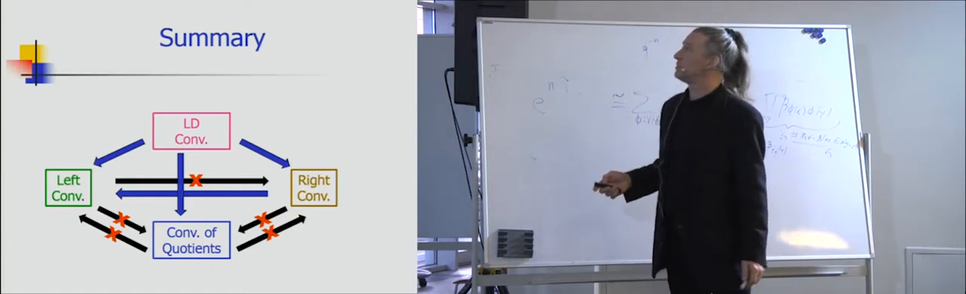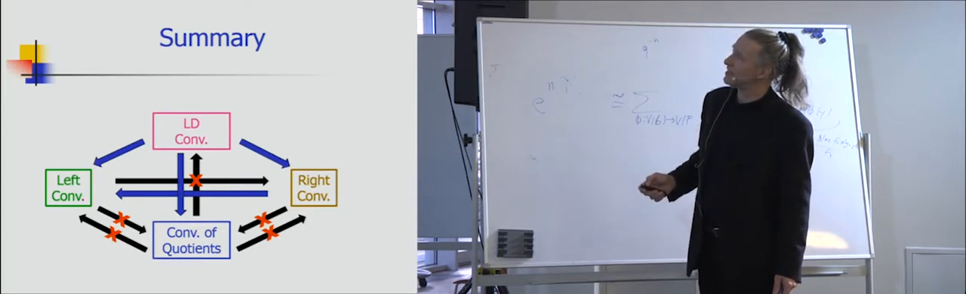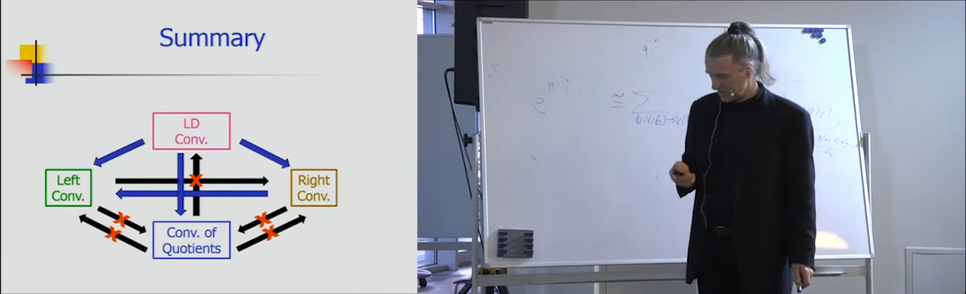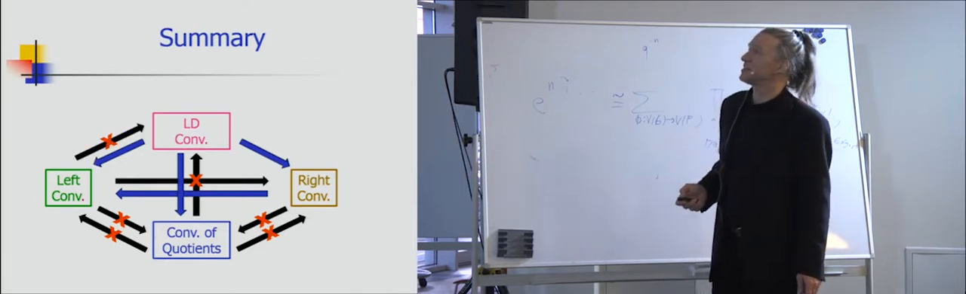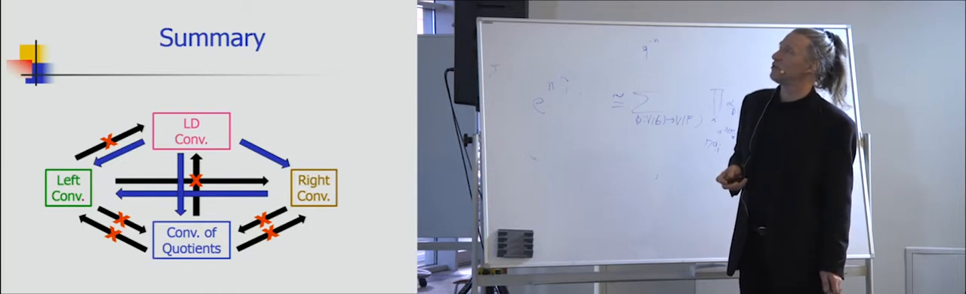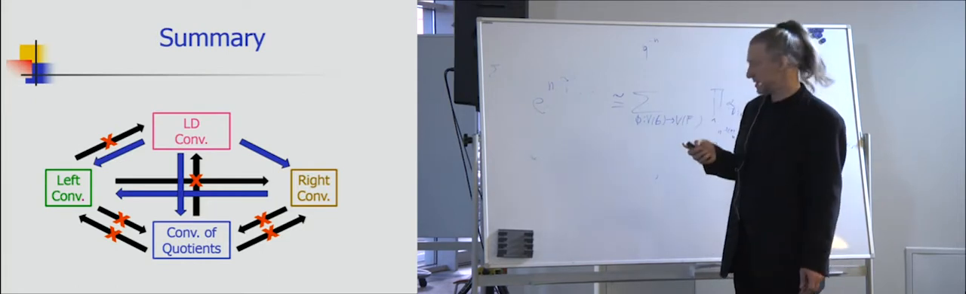And now the rest is sort of, this can't imply that. Why? Well, if it implied that, then this would imply this, and this would imply that, but we know it doesn't. And the rest can be filled out in a similar way. This can't imply that, because otherwise left convergence would imply large deviation convergence, which implies right convergence, but we know left convergence doesn't imply that.